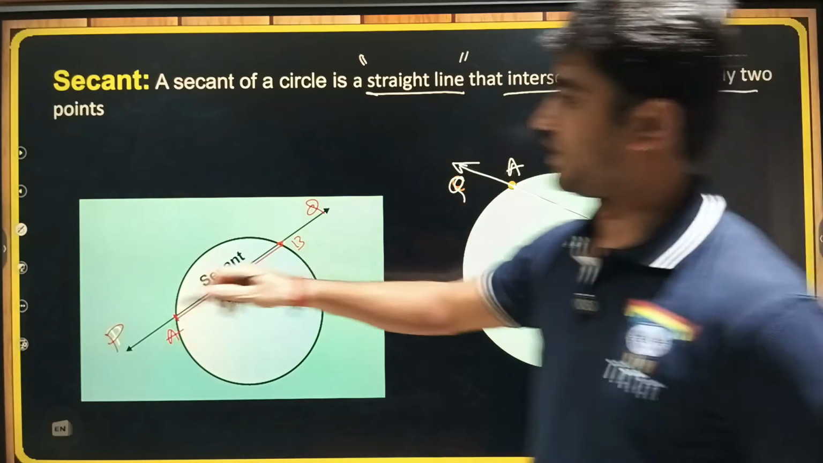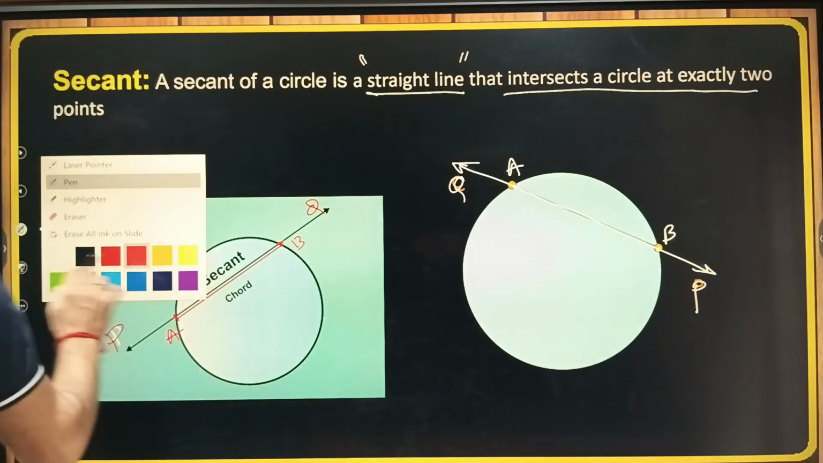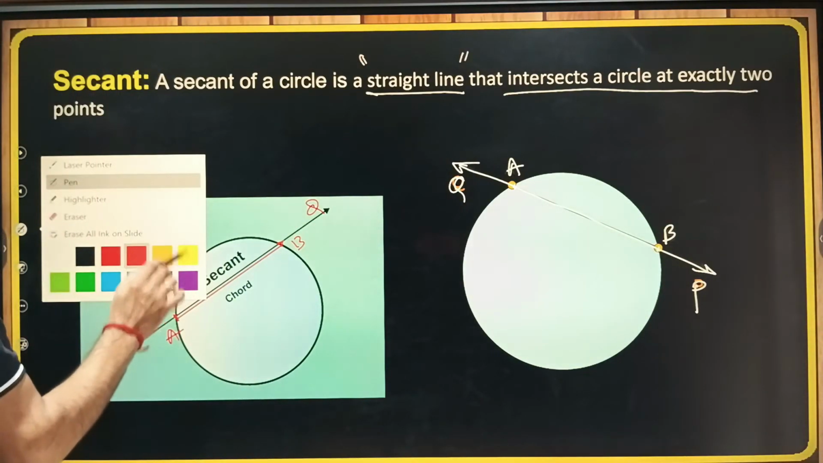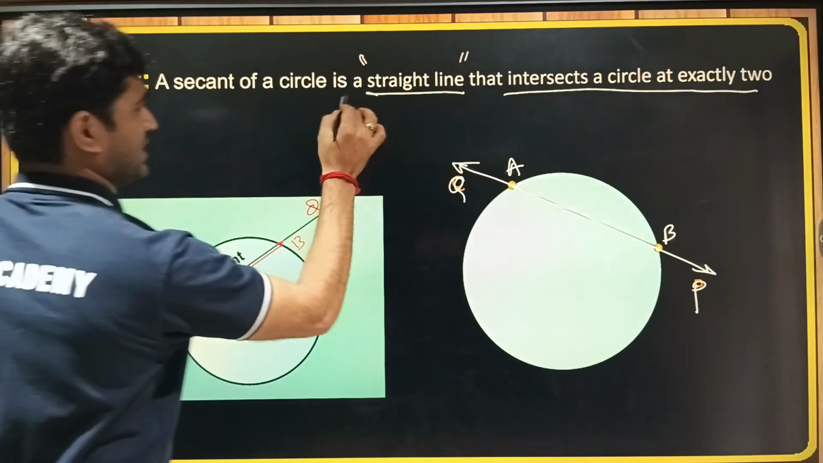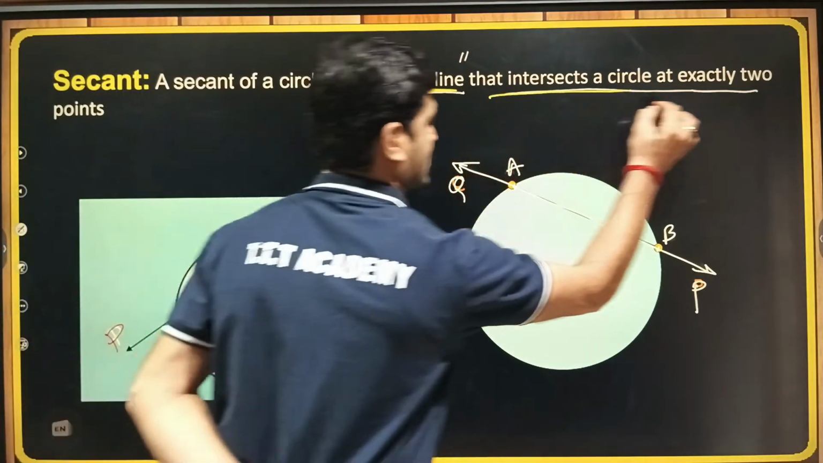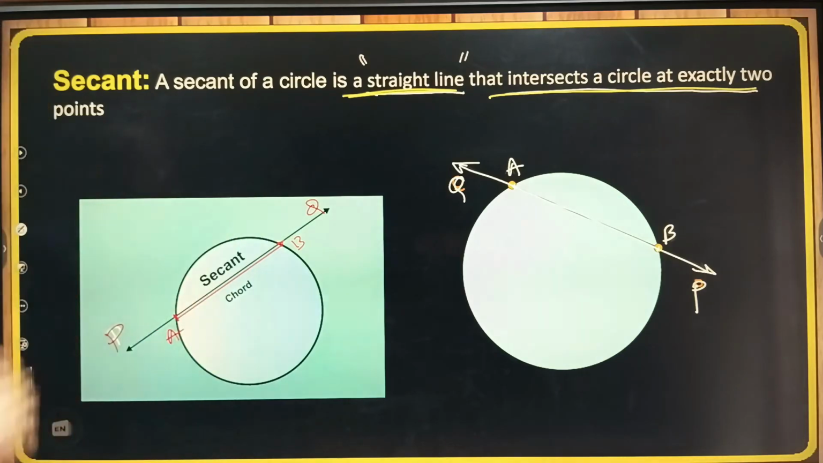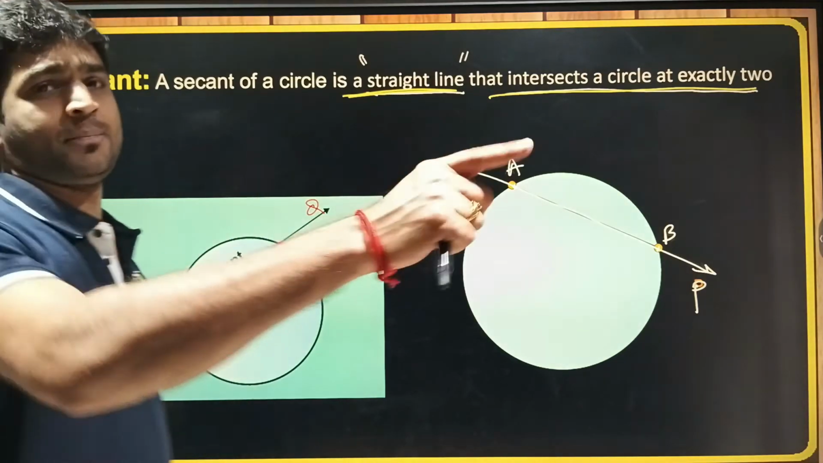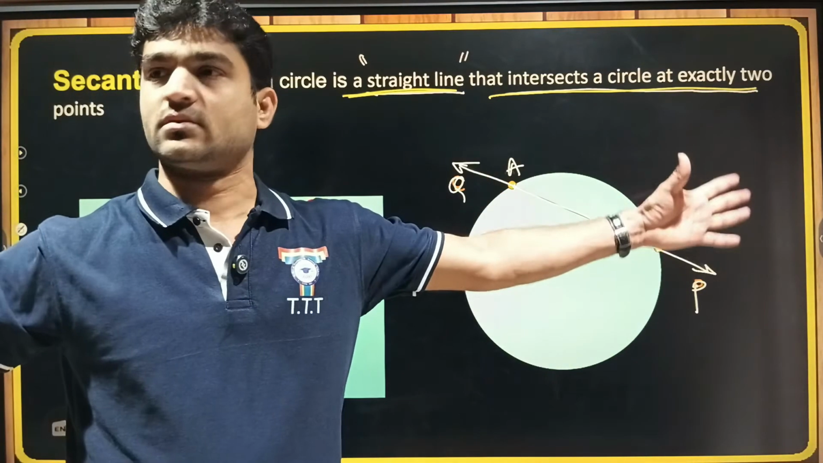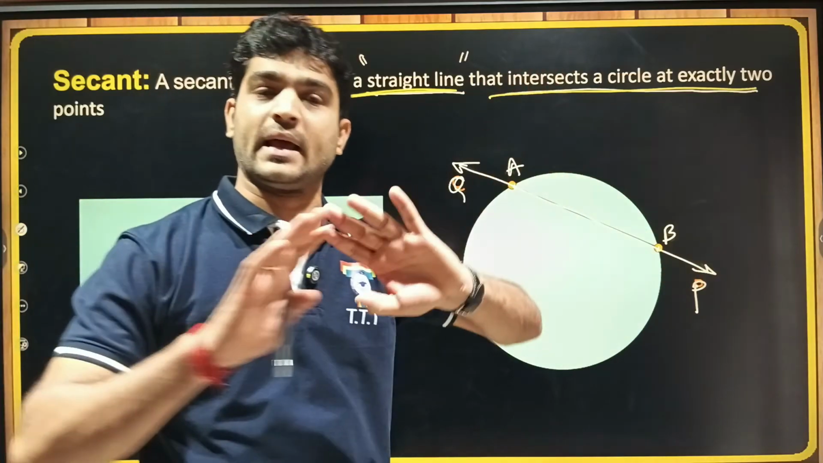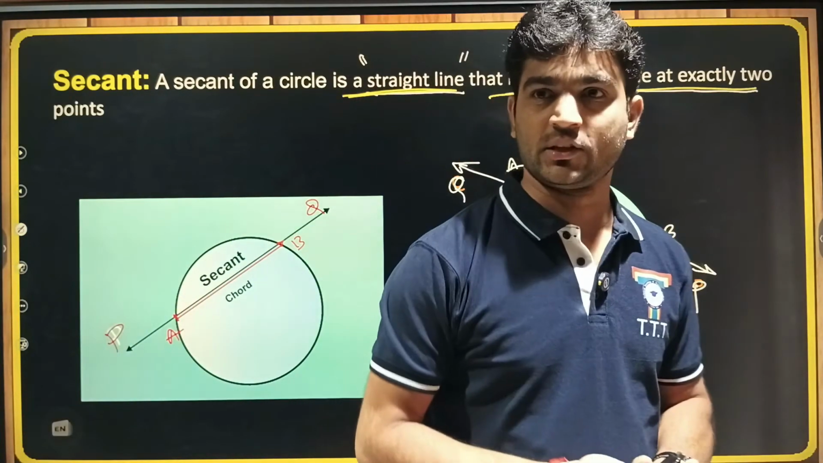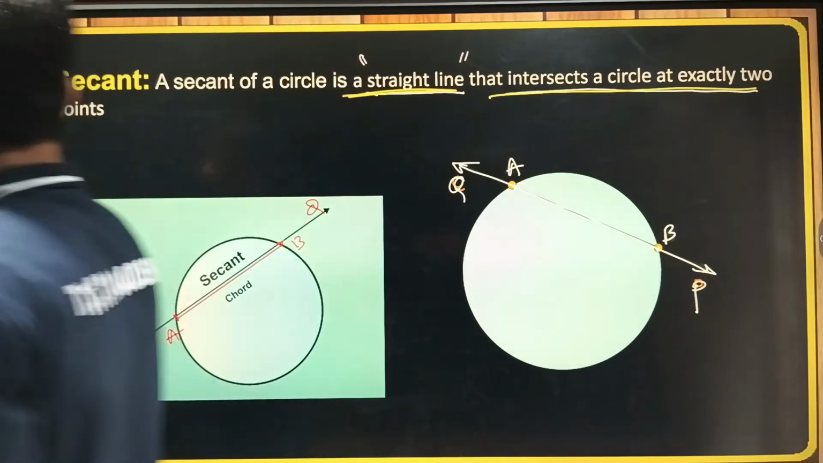So there is a definition here. What is the definition? See, dear friends, with respect to this, a secant of a circle is a straight line that intersects a circle at exactly 2 points. It intersects and passes through two points. There is a line. Line means there is no end. Keep in your mind, a line has no end. Are you understanding? So that's the meaning.